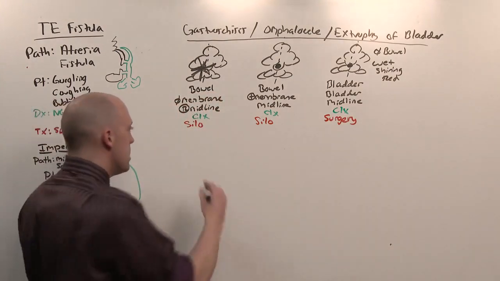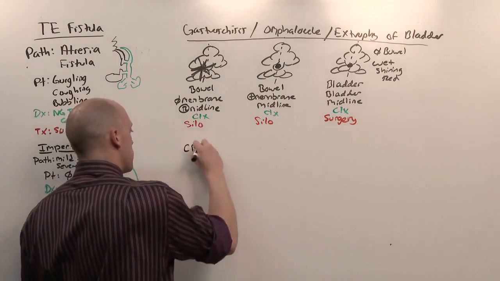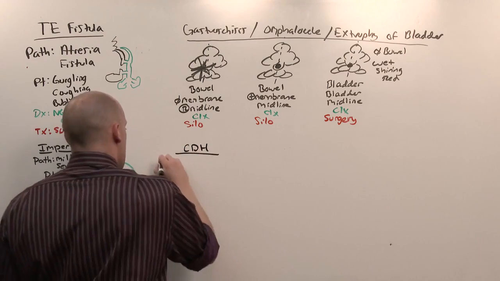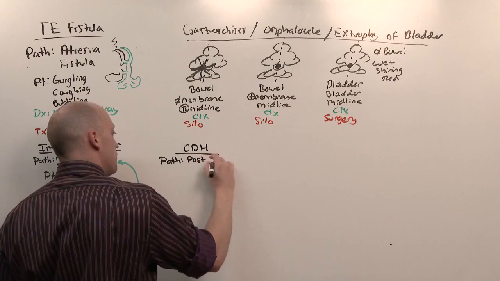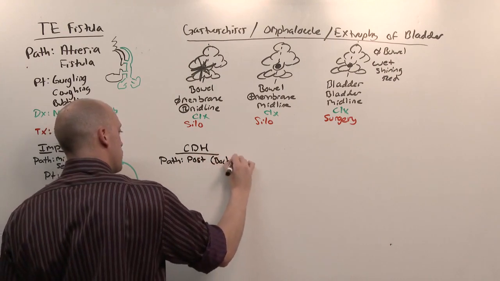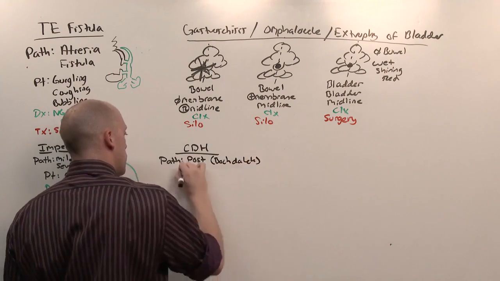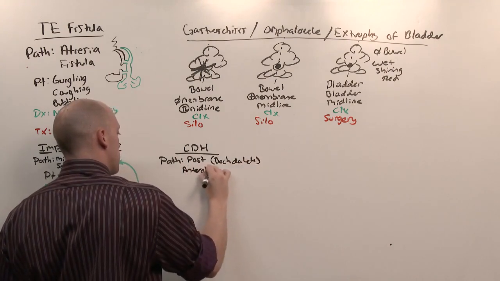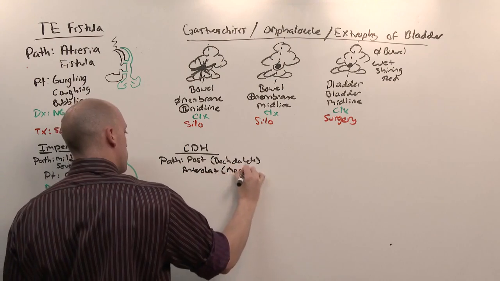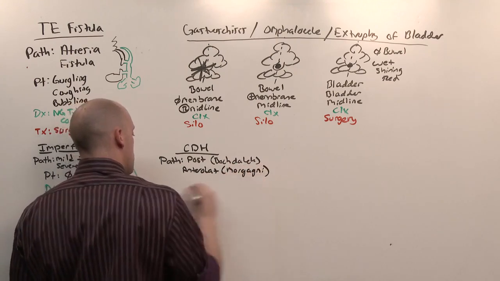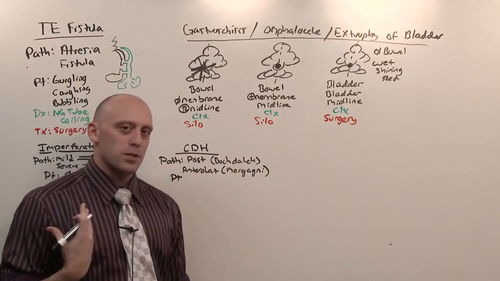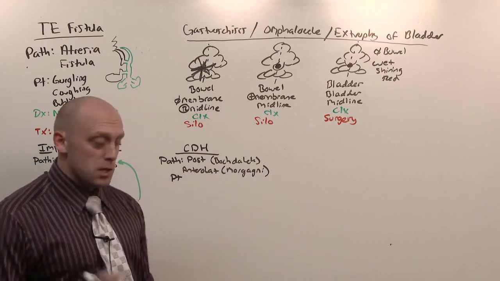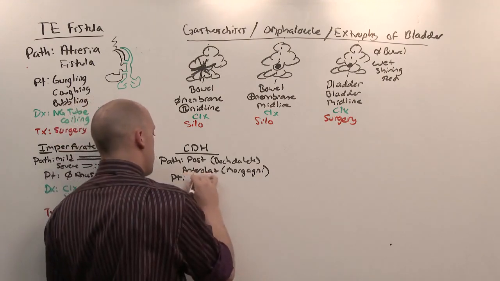The next disease is congenital diaphragmatic hernia. This happens either in the back, the posterior, which is called Bochdalek, or the anterolateral, or Morgagni. There's a hole in the diaphragm, and bowel is allowed to come up into the chest. So what you're going to see in the patient is a scaphoid abdomen.